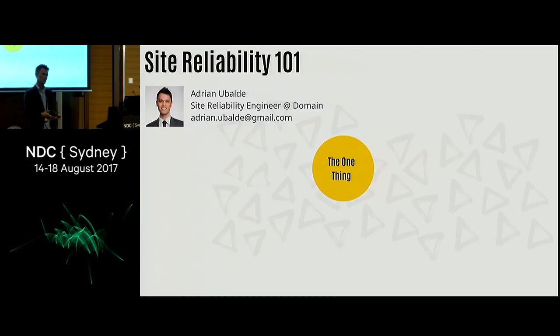So going back to my original point, if there's just one thing about site reliability I'd like for you to take away from this talk, it's that by using redundancy, you'll be able to build applications that are more reliable, more resilient to things going wrong in production.